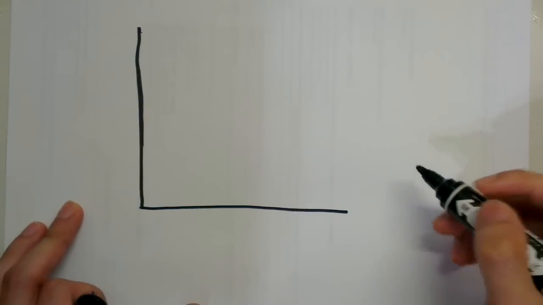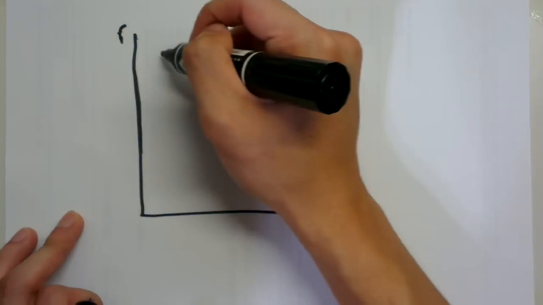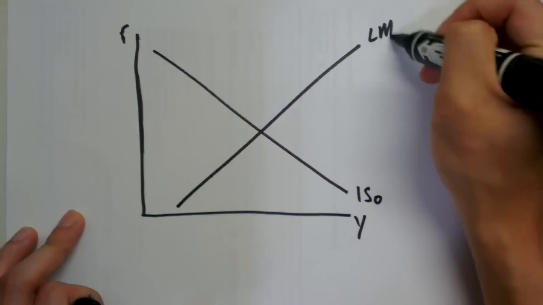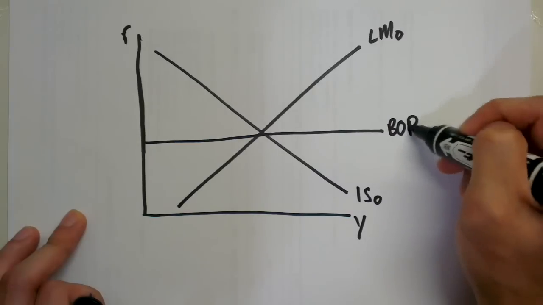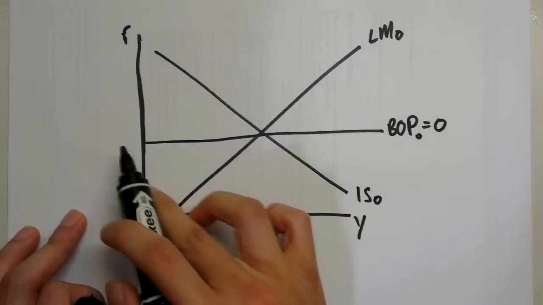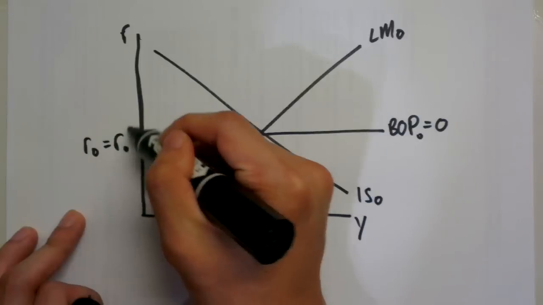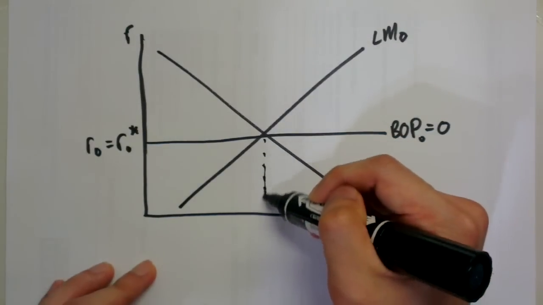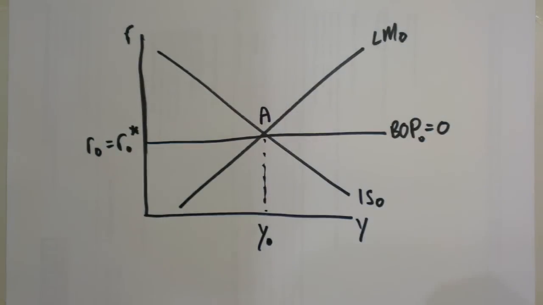So same thing, I've got my initial IS-LM equilibrium. This is my IS. This is my LM. So perfect capital mobility, I have a straight line across, and my balance of payment equals 0 along this line. My domestic interest rates are the same as my foreign interest rates R star. And initial equilibrium gives me output of Y naught. This is point A, right? Okay, so same thing.